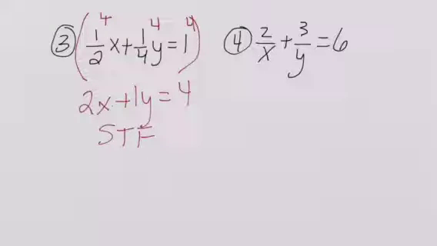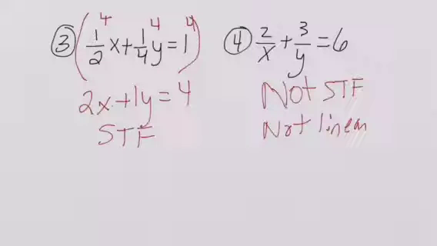Here, there's nothing that we can multiply to get the x and the y out of the denominator, and so this is not able to be in standard form, so it is not linear. Remember, every equation that we can put into standard form makes it linear.